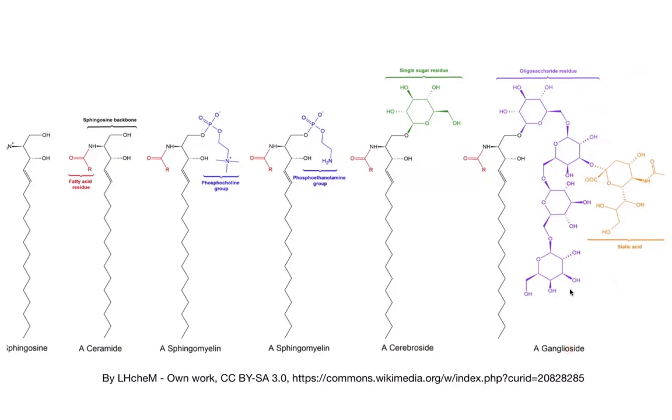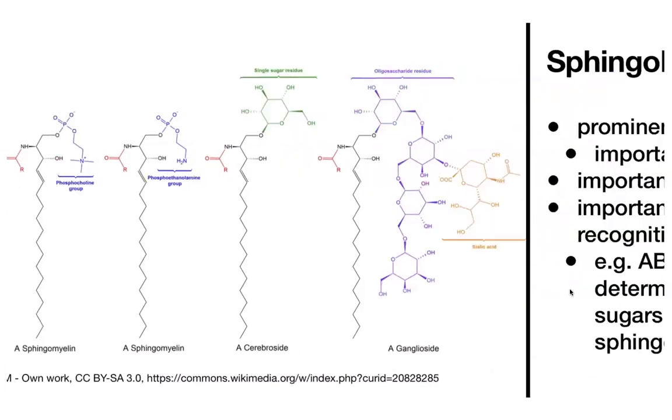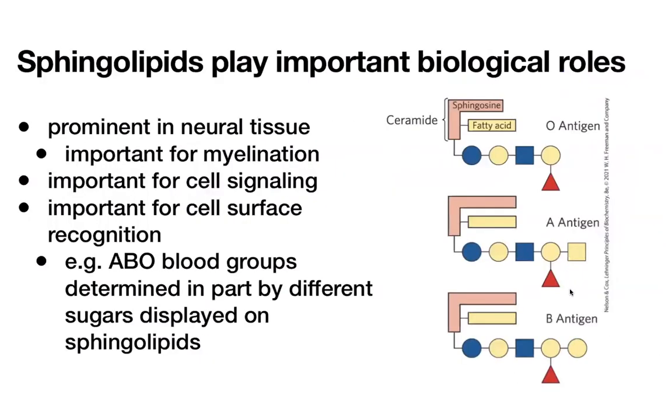So there are all these different names and all these types of sphingolipids, and they play really important biological roles. I don't need you to know all these names. They have important roles in your body that we're not going to be able to get into. But as the name myelin might suggest, these are really important for myelination and things in your neural tissue. They're also important for cell signaling and cell surface recognition.